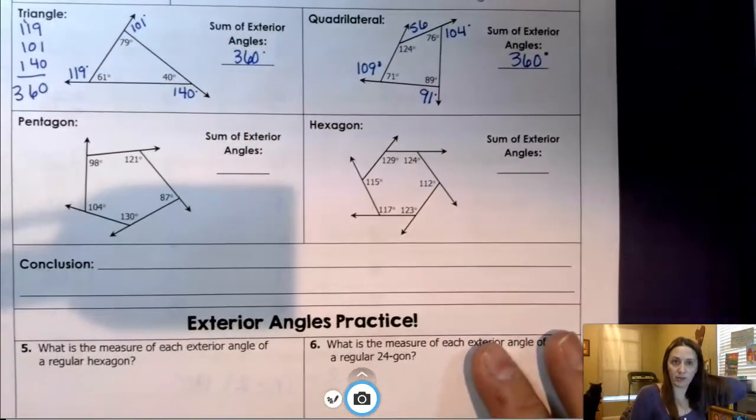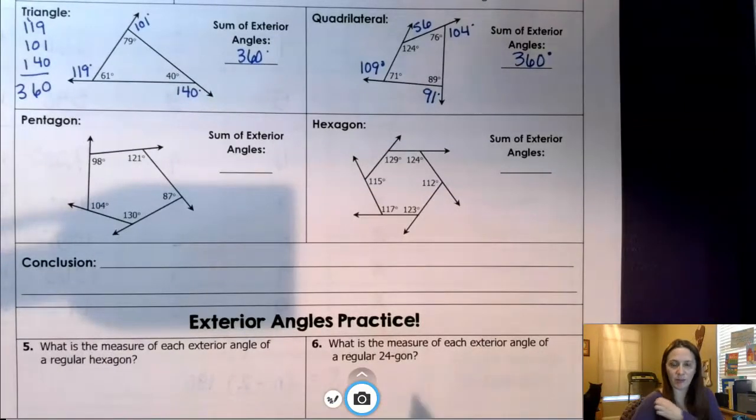Okay, I'm going to pause. I'm going to do the next two and come back and check them in just a minute. So pause your screen, work them out on your own, come back and check.